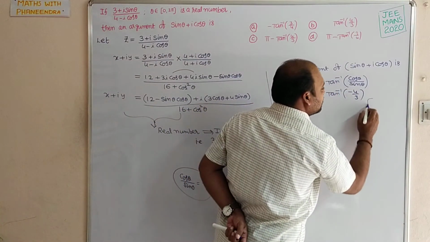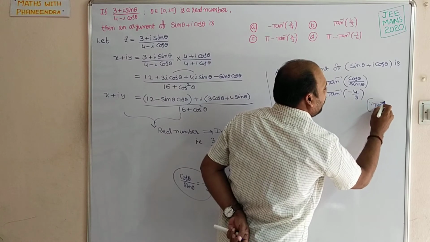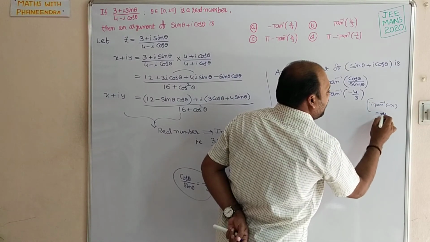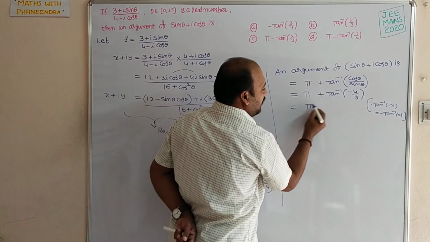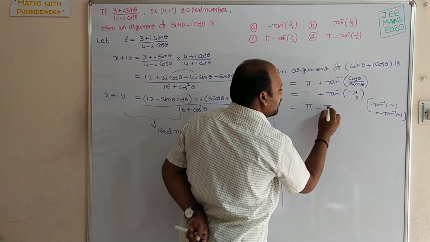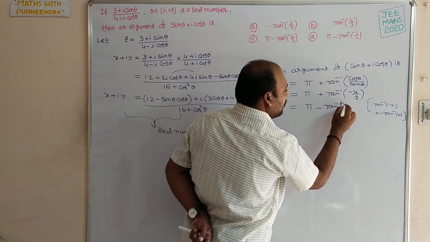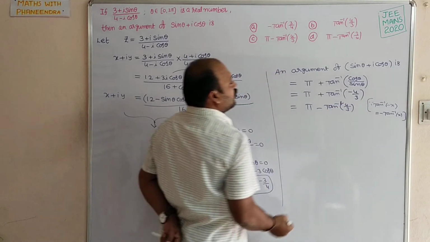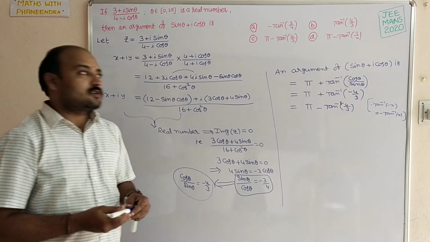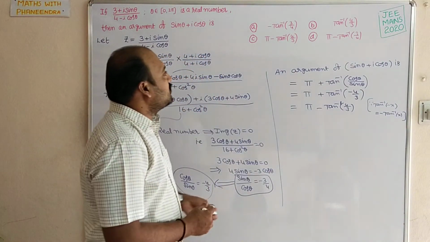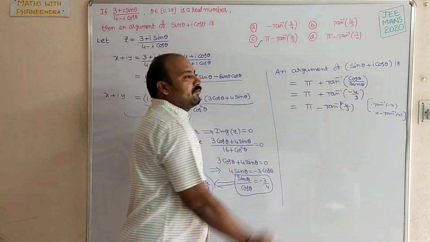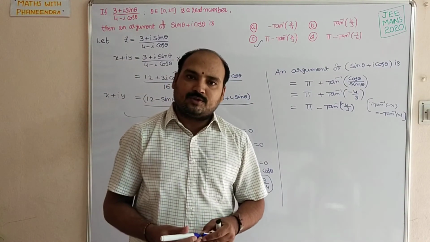Tan inverse of minus x is equal to minus tan inverse x. So which is equal to pi, tan inverse of minus 4 by 3 is minus tan inverse of 4 by 3. So the argument of sin theta plus i cos theta is pi minus tan inverse of 4 by 3, which is there in the third option. We will move to the next question.